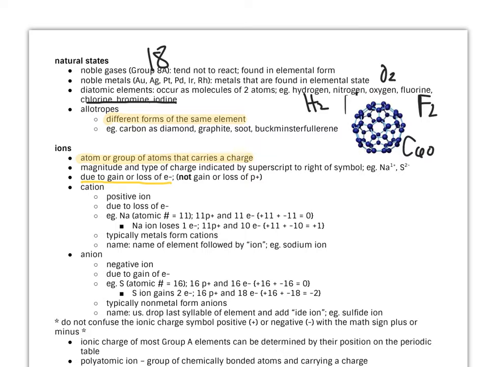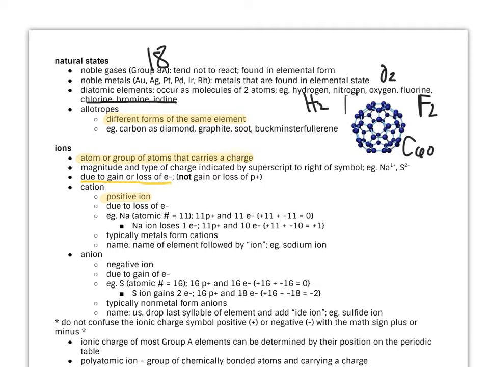So there are two types of ions, and the first is cation. So cations are any positive ion, and that happens due to the loss of an electron, okay? They don't gain a proton, remember. They lose an electron, so they get less negative.